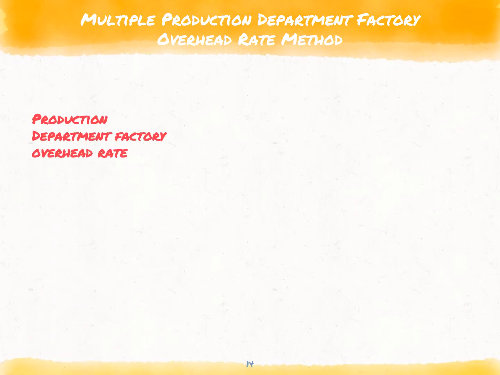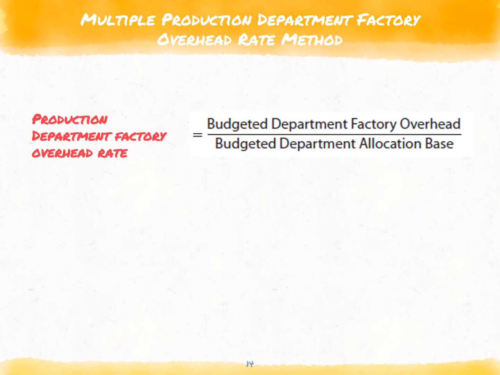We can use this formula to calculate the production department factory overhead rate: the budgeted department factory overhead divided by the budgeted department allocation base.